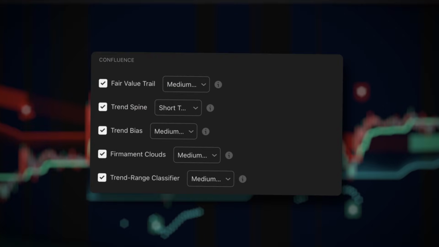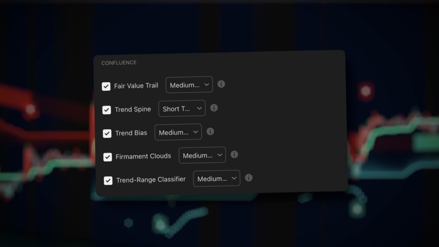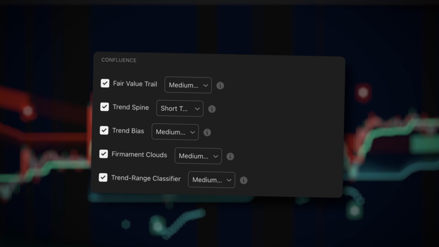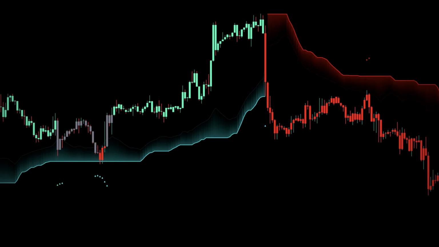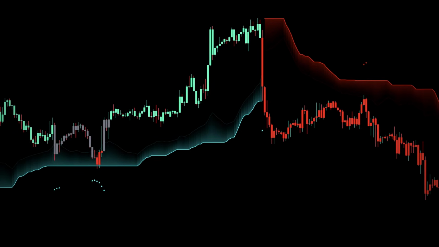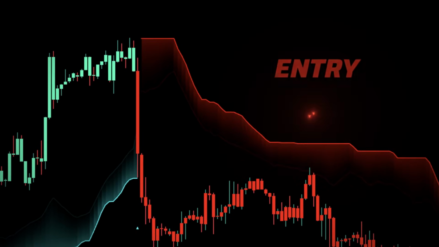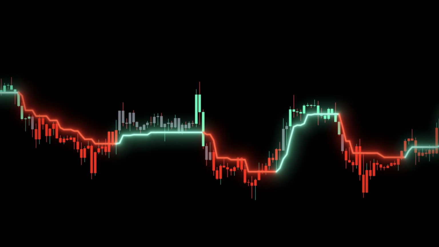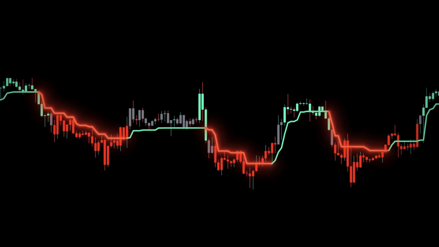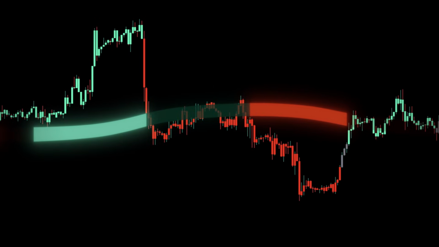Confluence Tools. 5 layers of confirmation. Each Confluence tool has its own visual style to keep your chart clean but rich with information. The fair value trail shows as a colored band, cyan for bullish, red for bearish, giving you zones to look for pullbacks. Trend spine is a colored line across the chart, green for bullish, red for bearish, gray for neutral. Trend bias uses a transparent cloud that fills the chart with different shades based on how strong the momentum is. Firmament clouds layer on dynamic zones, more transparent when less relevant, more solid when recently respected.